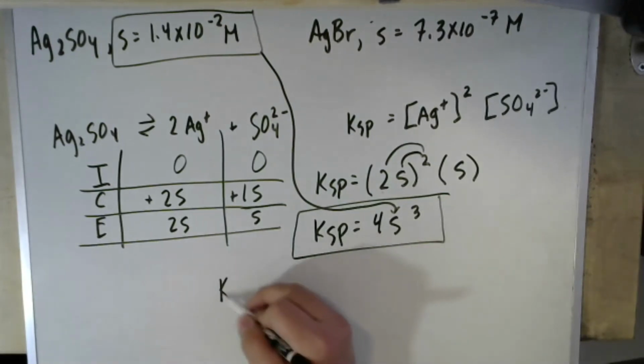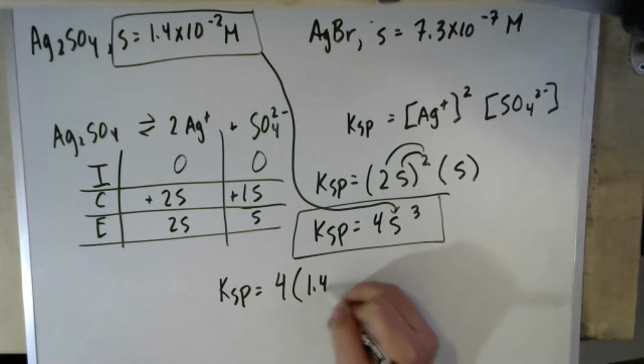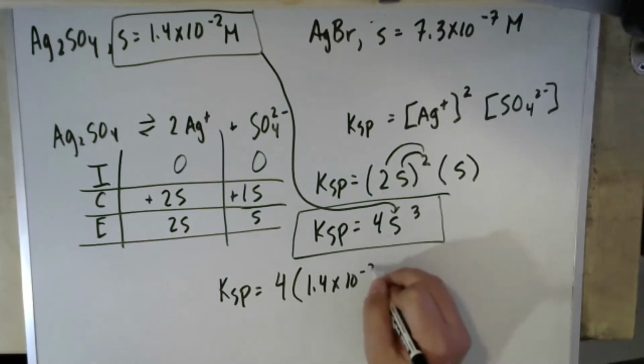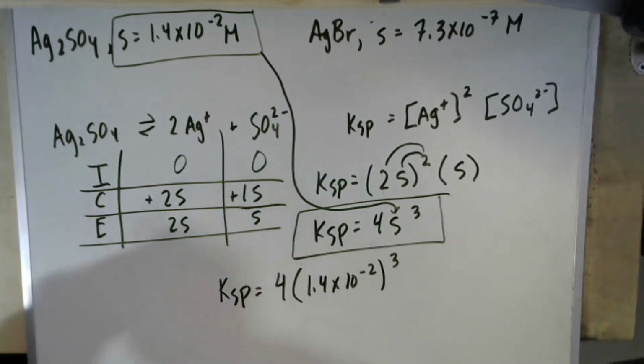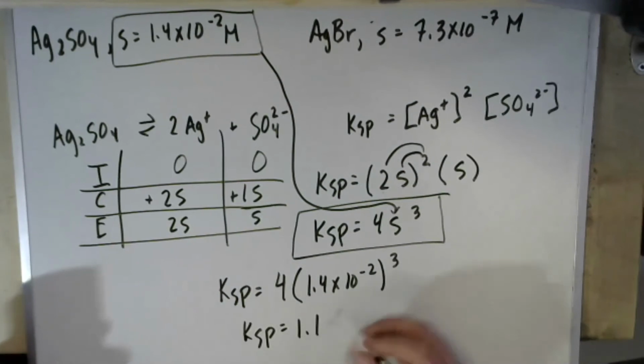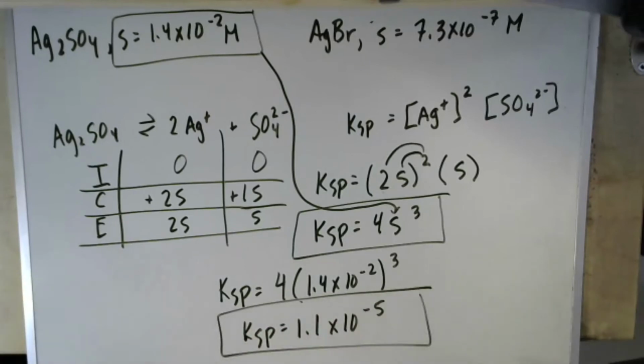Okay? So KSP is going to be equal to 4 times 1.4 times 10 to the negative 2 cubed. Remember to follow PEMDAS when you're solving this out. Okay. And we should end up with a KSP value of 1.1 times 10 to the negative 5. You have to remember to cube this value before you multiply it by 4, or it's going to throw off your order of operations.